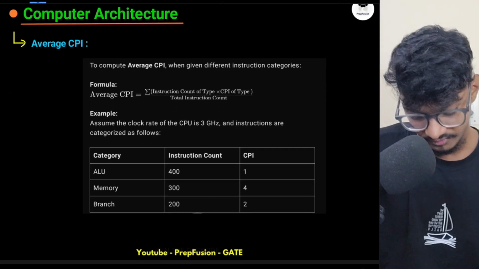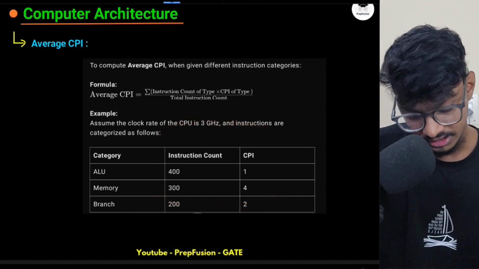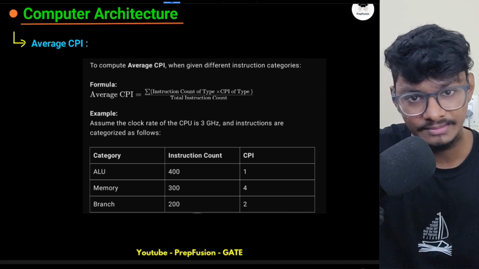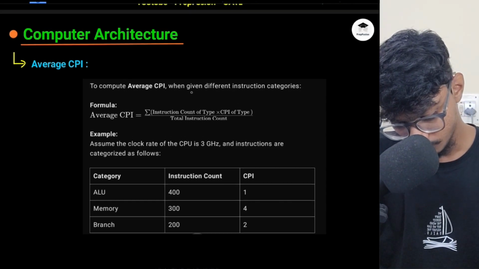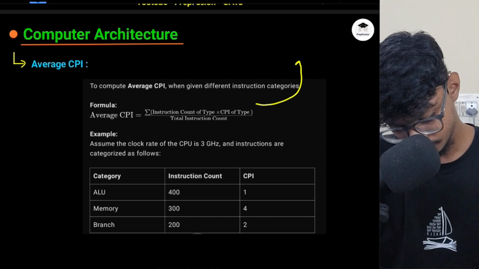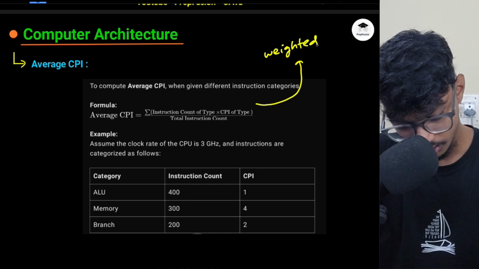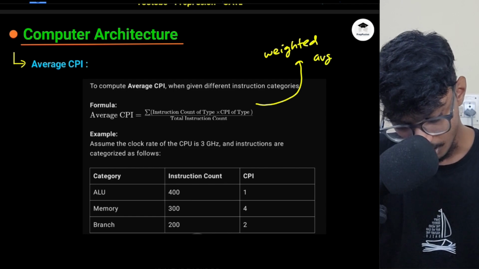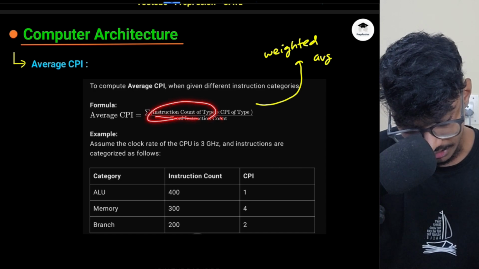Okay, so here I've given you one example of average CPI. I have already computed it. So how do we calculate the average CPI? Actually, we do not do the simple arithmetic average. We do a weighted average. There I have just shown you an example. So how do we do the weighted average? It is the instruction count of each type times the CPI of that type.